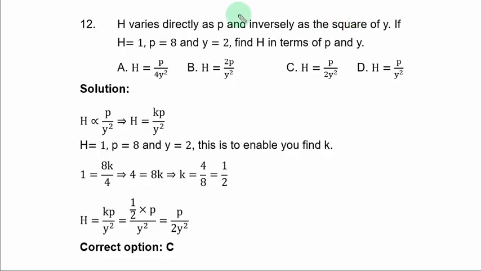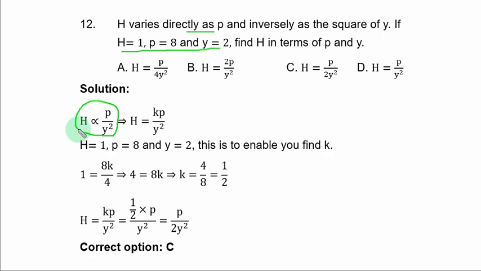Question 12. H varies directly as P and inversely as the square of y. If H is equal to 1, P is equal to 8, y is equal to 2, find H in terms of P and y. That is simply the equation that is connecting H, P, and y. H varies directly as P and inversely as y squared. This is what you have there.